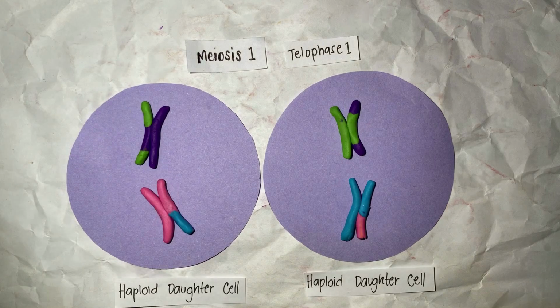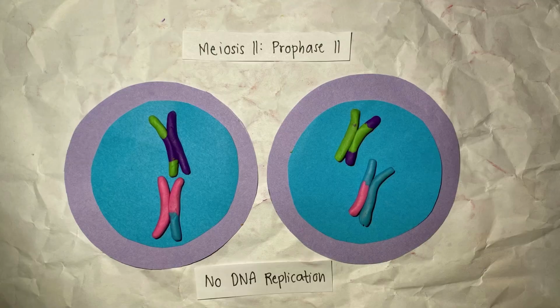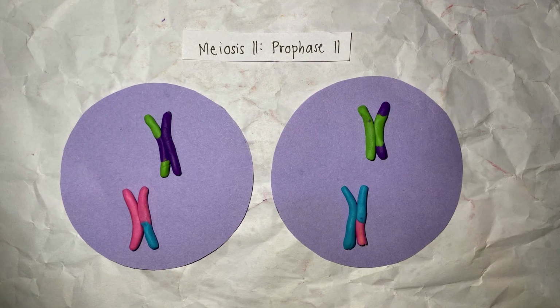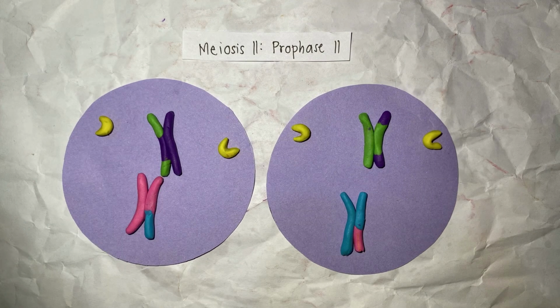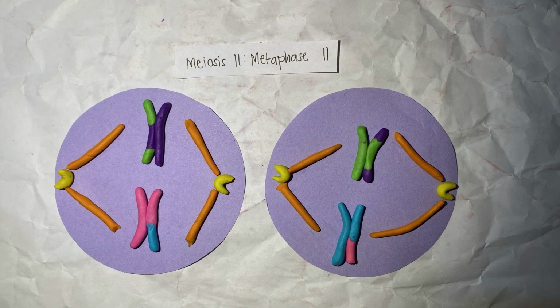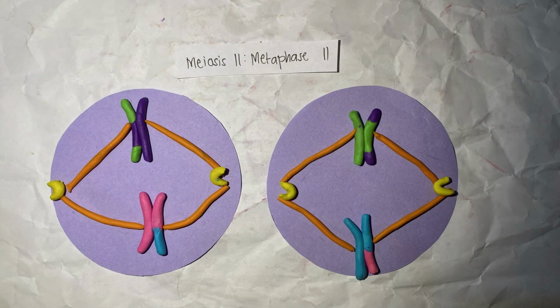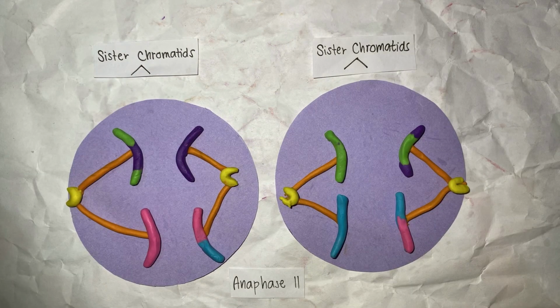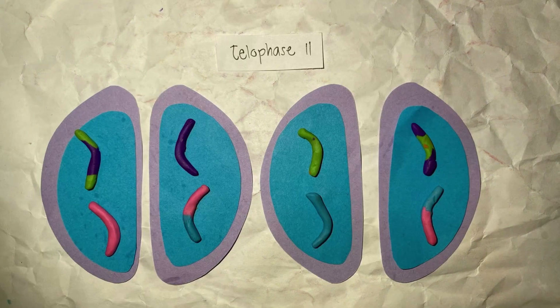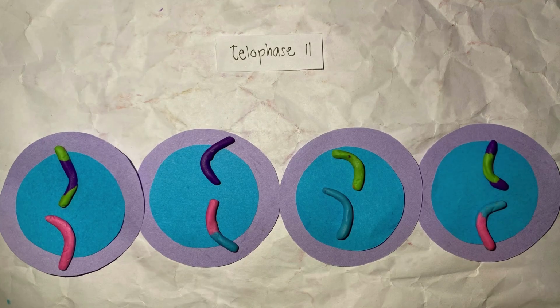Both cells now enter the next stage, meiosis 2. However, unlike meiosis 1, DNA does not replicate before meiosis 2 begins. Once again, in prophase 2, the nuclear membrane disappears, and spindle fibers fan out from the two sets of paired centrioles. During metaphase 2, the chromosomes in each cell line up at the equator and attach to spindle fibers from both poles. During anaphase 2, the sister chromatids of each chromosome separate and move to opposite poles. Once the sister chromatids separate, they are called chromosomes. Finally, during telophase 2, the spindle fibers disappear and nuclear membranes reform.